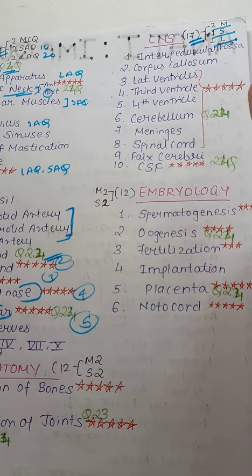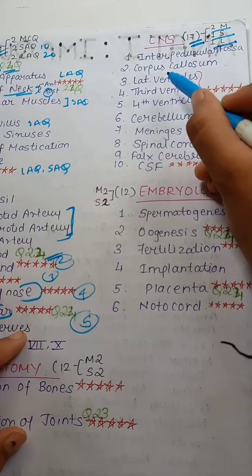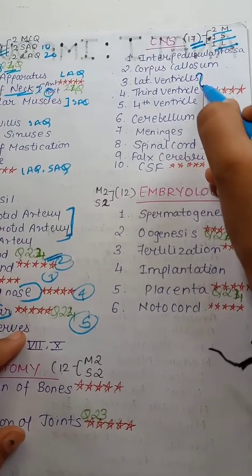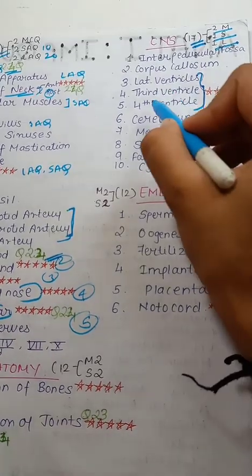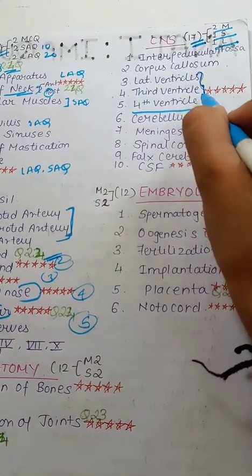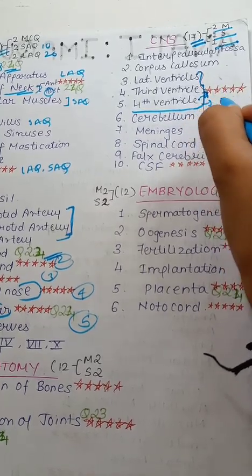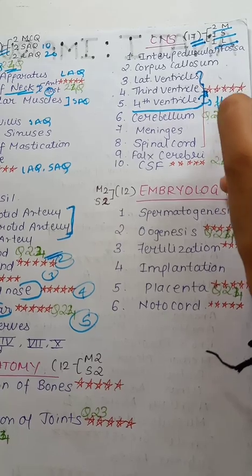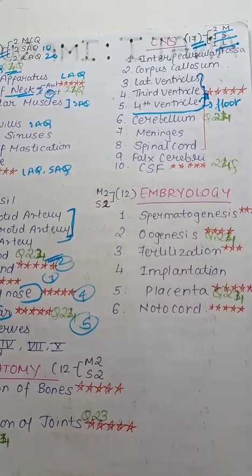So from CNS we have interpeduncular fossa important, corpus callosum important, and the lateral ventricle, third ventricle and fourth ventricle. So all the ventricles are important, but the fourth ventricle and third ventricle are more important, especially the floor of the fourth ventricle. Floor of the fourth ventricle is very much important. It can be directly asked in the LAQ.